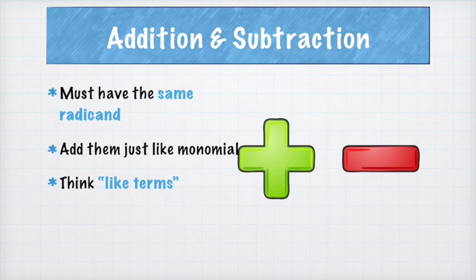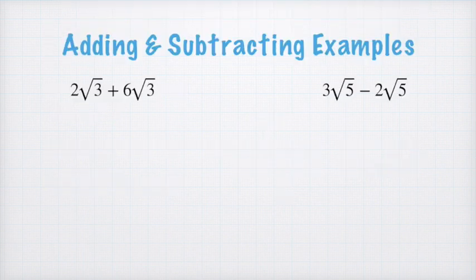So when we're adding monomials, you would say 3x plus 4x. Well, 3 plus 4 is 7. The x stays the same, so you'd end up with 7x. Same thing with these radicals. Let's do an example. Let's actually do two of them. So we have 2 square root of 3 plus 6 square root of 3.